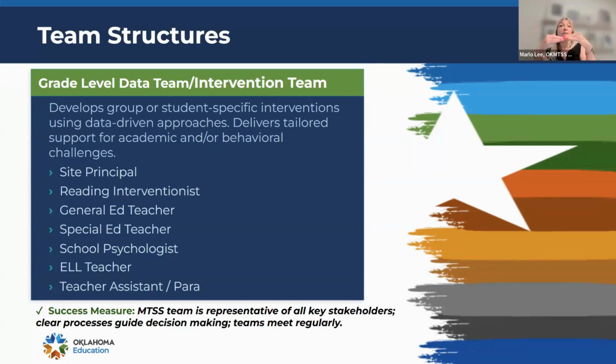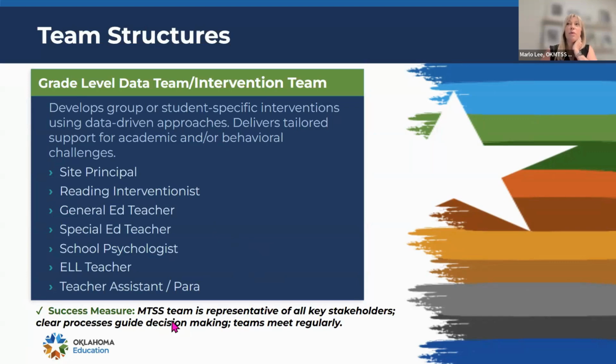And then you have your site level team. So the principal is meeting with their reading specialists and interventionists to make sure that everything at that site level is running smoothly, getting information. And then we have those grade level data teams where they're looking at student data and making decisions on whether students are in which tier they're in, what interventions they're receiving, and should they be referred for special ed, all of those things.